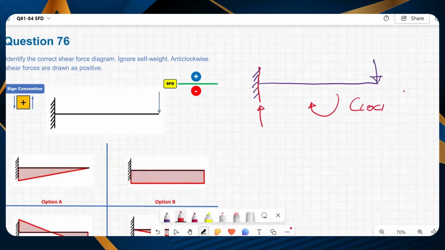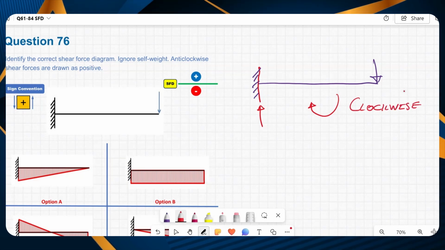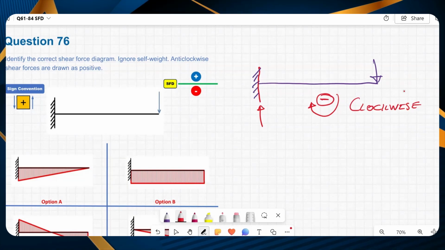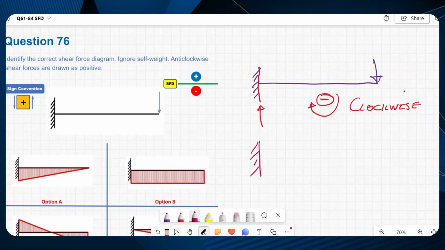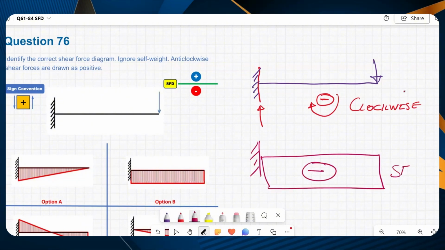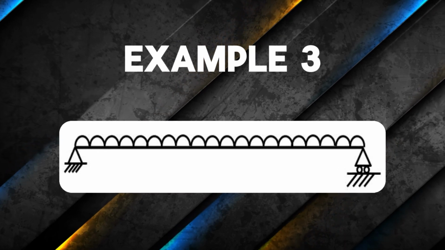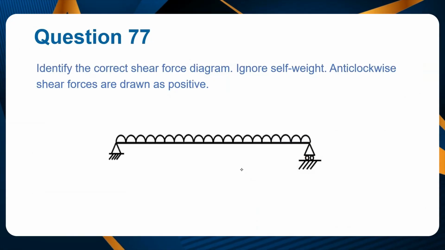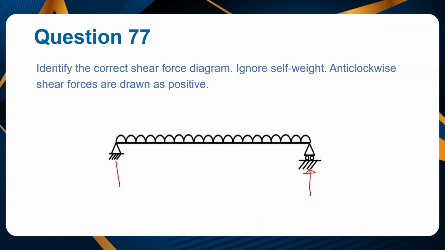This is a clockwise moment or clockwise forces. So clockwise are considered negative. So immediately I can draw this like this. So this is our SFD. This is one of the simplest ones. We will have upward reactions at both ends. This is a really very simple question.